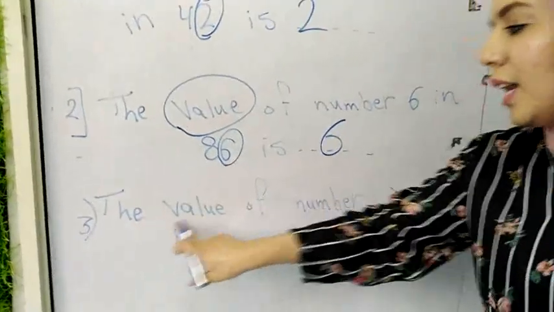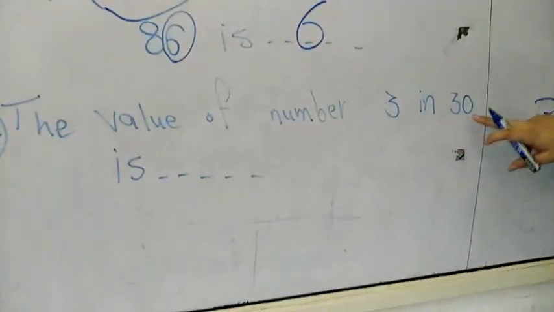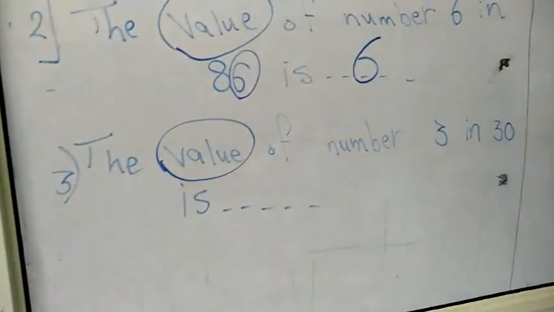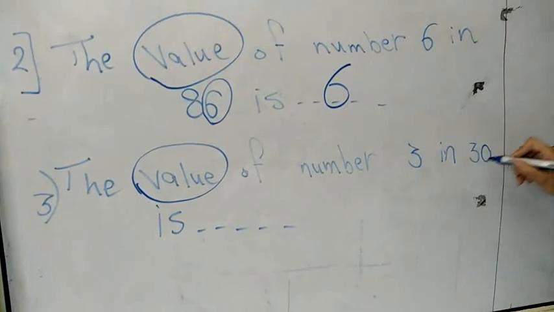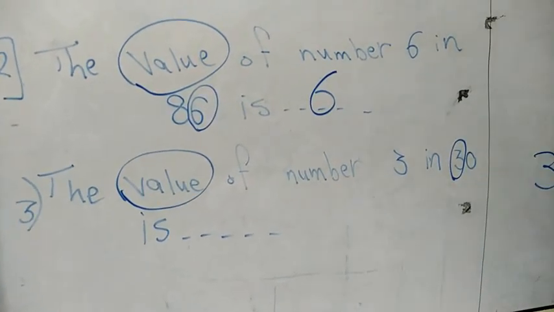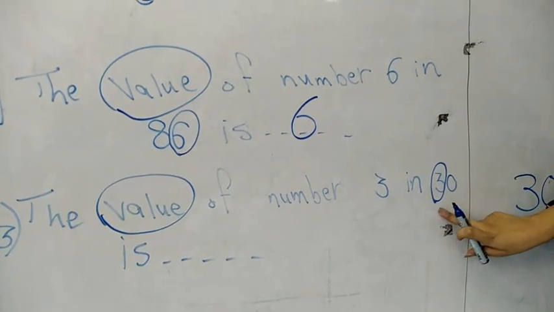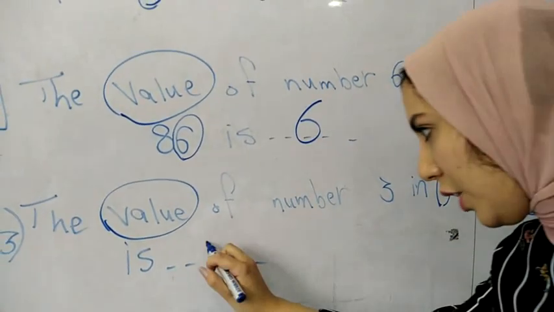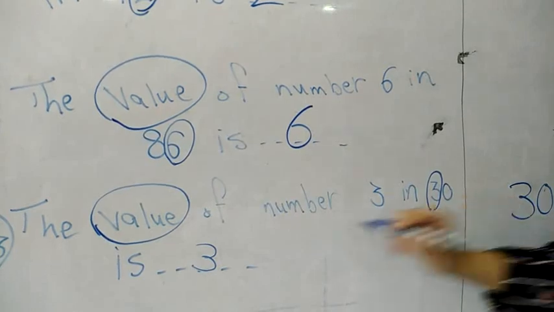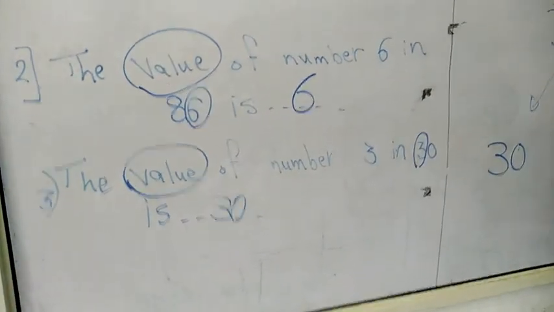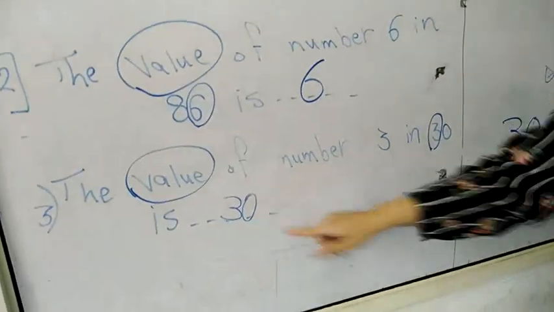What about here? The value of the number 3 in 30. Value, make a circle, like a chart of zeros. Of number 3, let's make a circle around 3 here. The first place or the second place? The second place. So I will write the number here 3 and with 0. Not because it's 30, no, because it's 3 with 0.